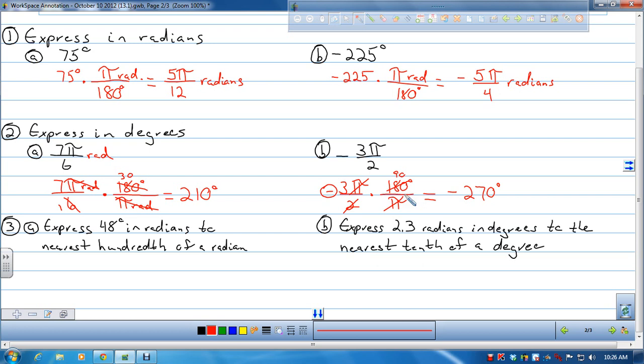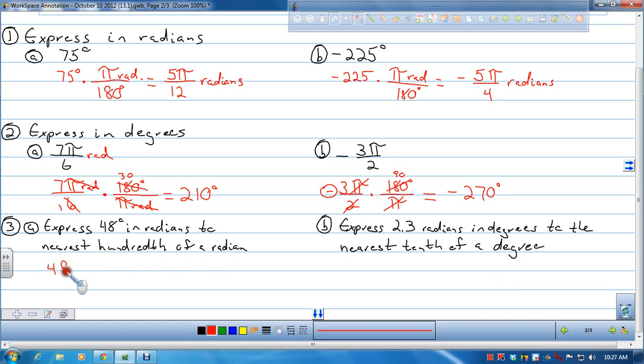Okay, so there were some exact values where I was able to simplify down. There are going to be things that might not necessarily be as exact as this and go into an exact degree or into a somewhat nice little fraction here. There could be times when they want us to express this 48 degrees in radians, but I don't want it in terms of pi. I don't want an exact amount. I want it to the nearest hundredth of a radian. Therefore, I want a decimal answer. Everything goes the same way.